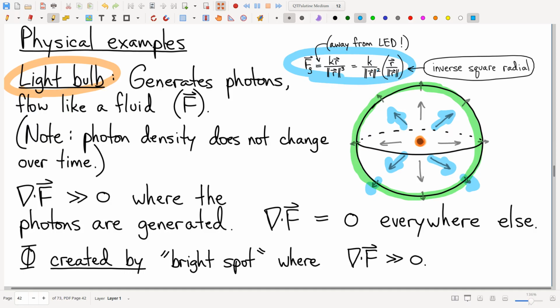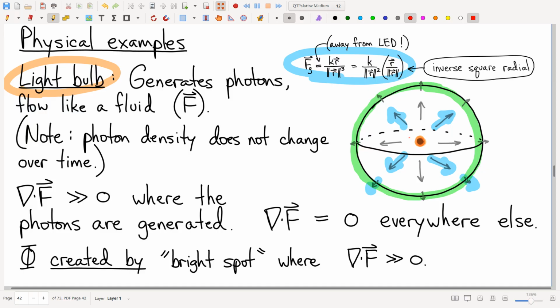All right. Here's the other asterisk. We need to talk about this. This is only valid away from the LED. If you're actually where the LED is, like inside the LED, all bets are off. I don't know, but this is certainly not correct on the LED itself. So this is only, I'm going to say, off of and away from the LED.